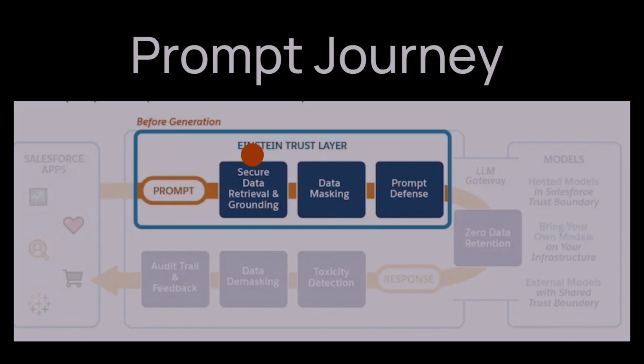Dynamic grounding is how you're able to bring business logic into the transaction itself. For example, if that prompt requires you to go out and pull data from Flow or Data Cloud, you can bring that additional context to enrich the prompt. The next step is data masking.